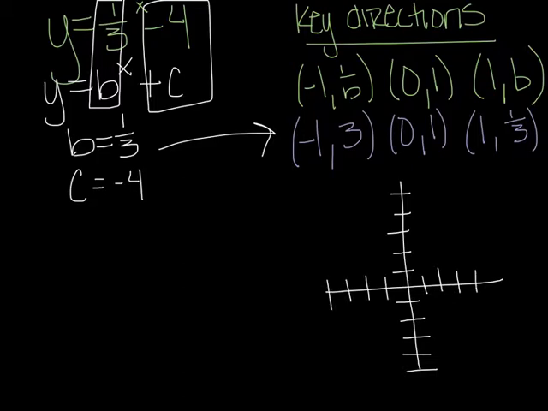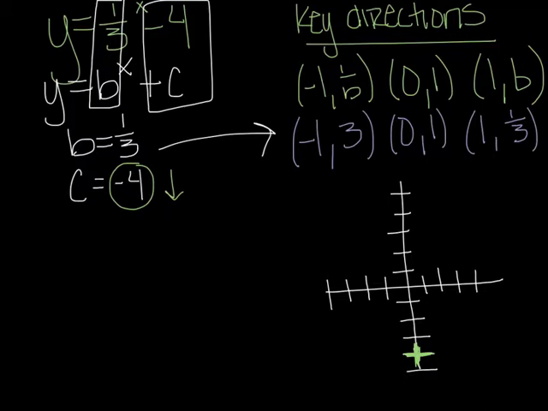Okay, the very first thing we do when using key directions is we apply the vertical shift. In this case, our vertical shift is -4, telling us to go down 4 units. So starting at the origin, we're going to go down 1, 2, 3, 4, and put a new set of crosshairs at that location. So now all of my key directions will start at this new location.